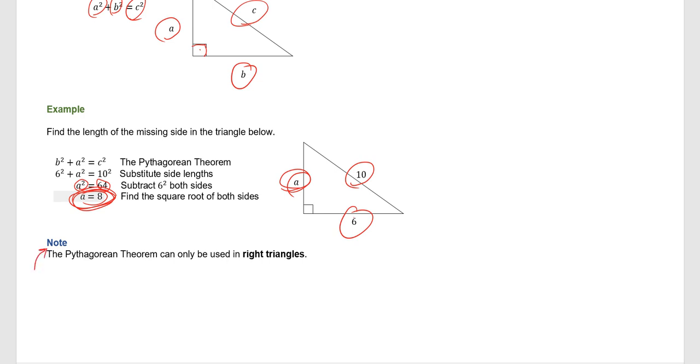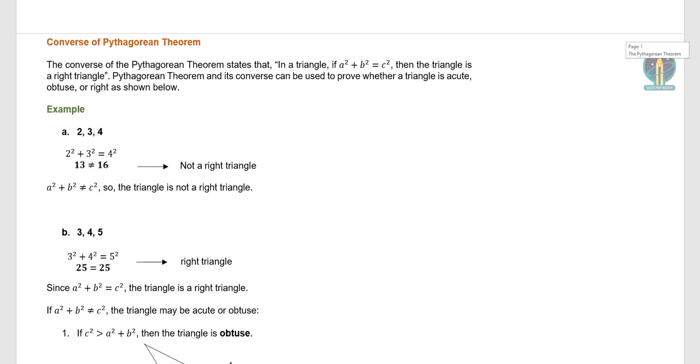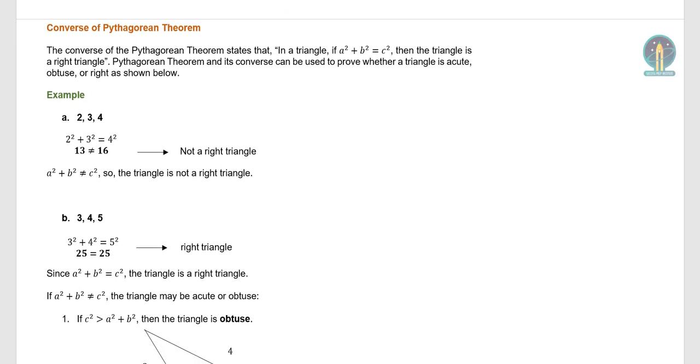Please note, the Pythagorean theorem can only be used in right triangles. Okay, it's only relevant with the right angle in the triangle. The converse of Pythagorean theorem. The converse of the Pythagorean theorem states that in a triangle, if this condition holds, c squared equals a squared plus b squared, then the triangle is a right triangle. Okay? So it's proving the opposite.